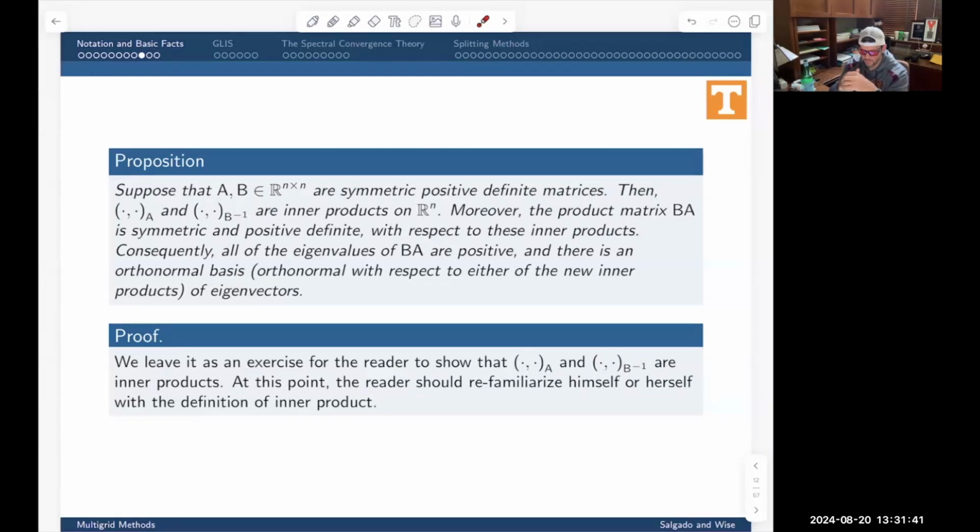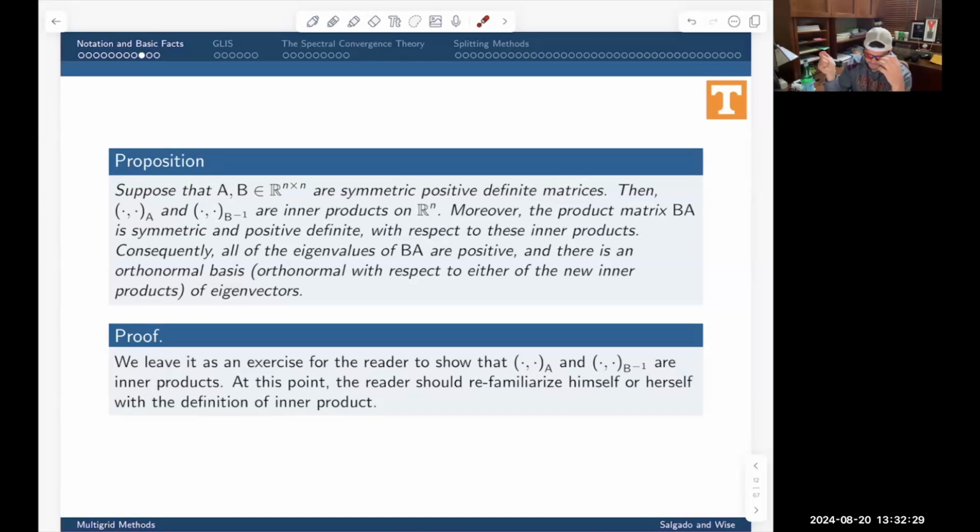Here's a little question for you. If I multiply two symmetric matrices together, is the product symmetric? Not necessarily. However, it will still be symmetric with respect to some inner product, as long as the two matrices turn out to be positive definite.